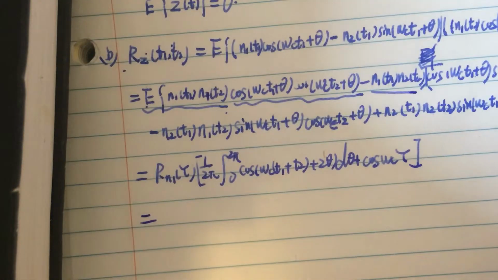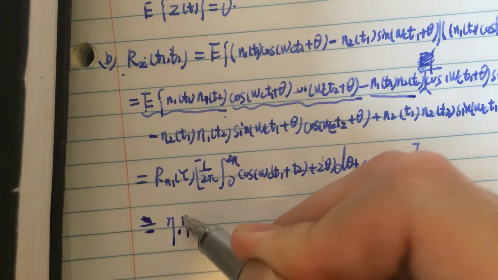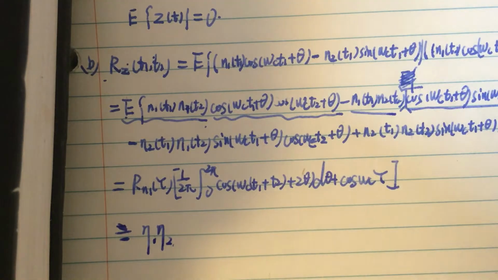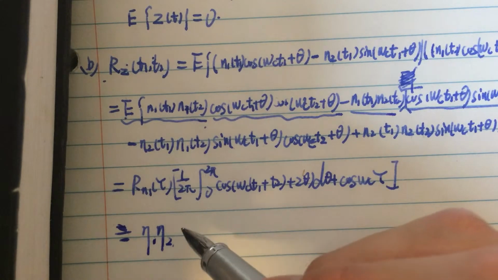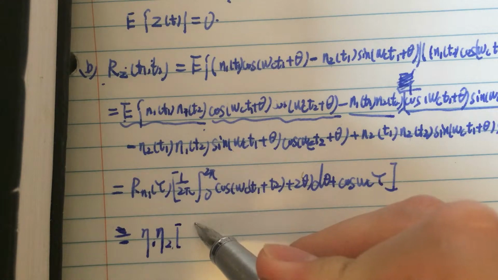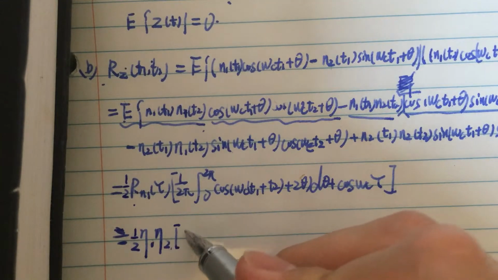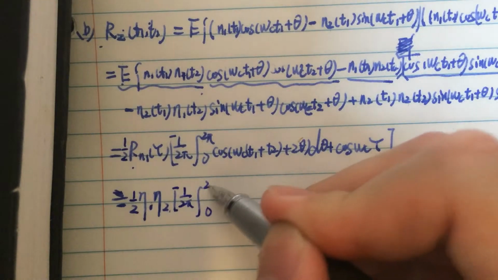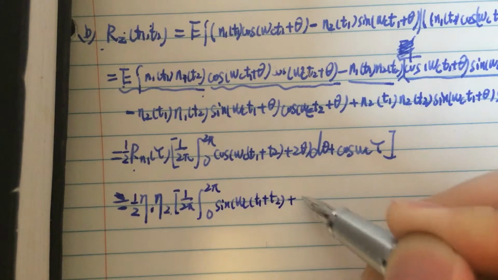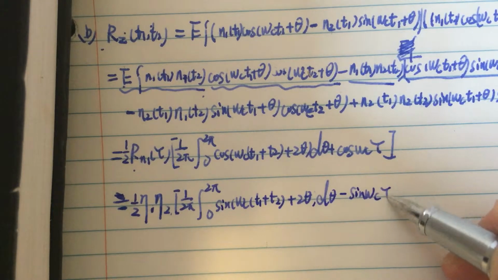And for the second one, this one will be minus lambda 1 lambda 2, and to calculate the expectation, it will be 1 over 2, times 1 over 2 pi, the integration from 0 to 2 pi of sine omega c t1 plus t2 plus 2 theta d theta, minus sine omega c tau.